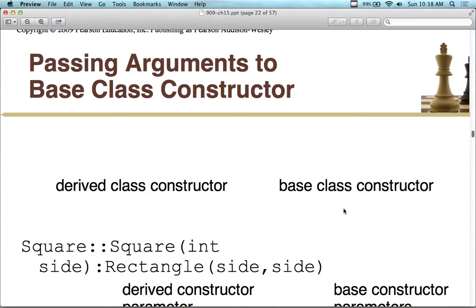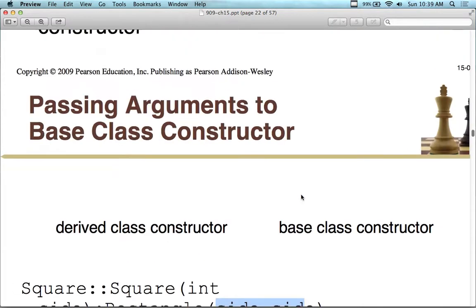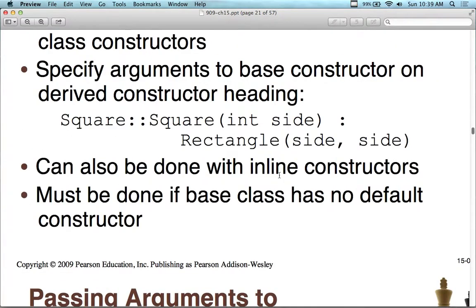If you want to pass arguments to constructors, you do it like this. You put a colon in here and you call the base class constructor that you want to use. And you can send the parameters in, which is actually kind of interesting because if you look at the concept here, we're taking in the side. And we're taking in the side from the derived class constructor. And we're going to pass that derived class information to the base class.